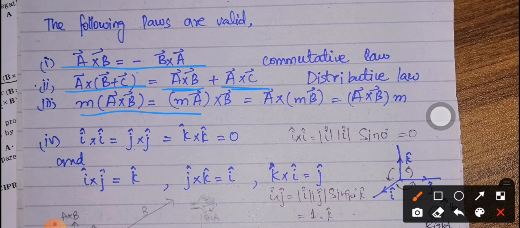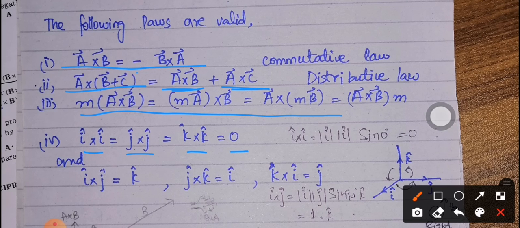The same one we have already discussed for the dot product: if we are taking a scalar multiplication of A cross B, it is possible to multiply the scalar with any one of the vectors first and then take the cross product, or you take the cross product of the two vectors first. Then we have I cross I, J cross J, K cross K.